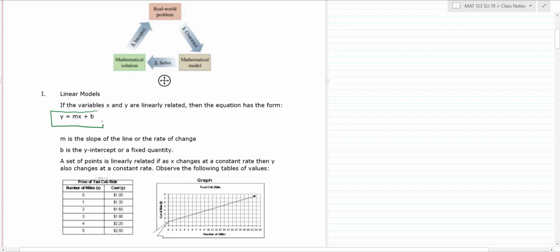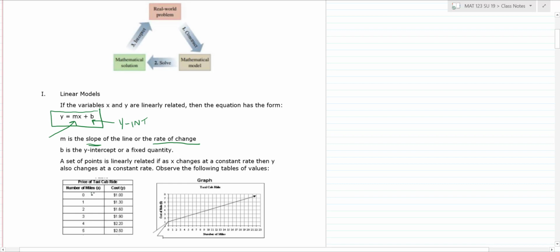We're going to get into this a little bit, but the first thing I want to show you is what we mean by a rate of change, and that's what that m is. That's given what we call the slope of the line, and we've already learned that, and b is the y-intercept. Okay, so we've learned that and talked about that a little bit.